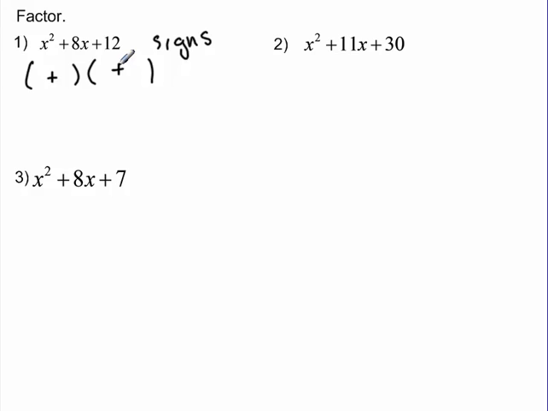Step 2. What are my factors of C? Here's the constant, 12. My factors are 6 and 2, 12 and 1, 4 and 3.